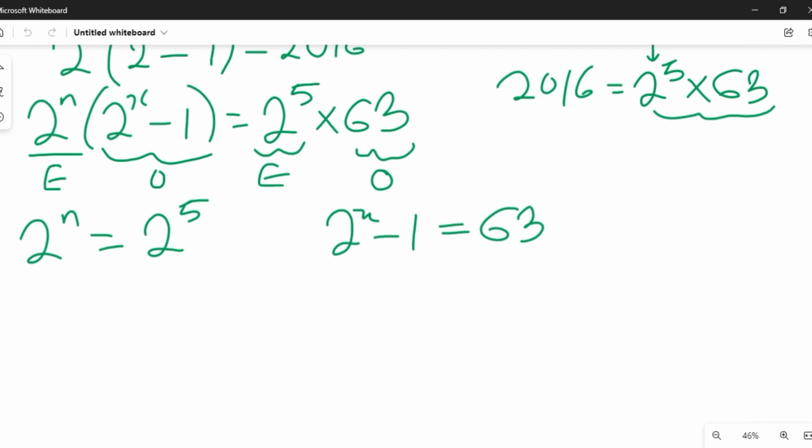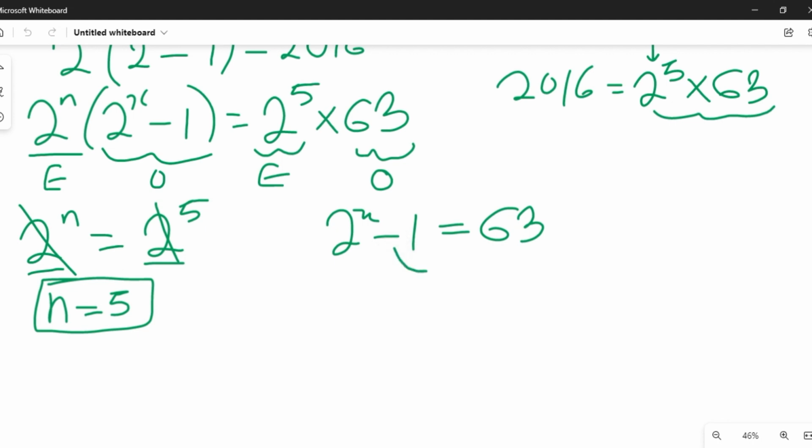Now, when we come to this side, you see that 2 raised to power n and 2 raised to power 5 have a common base. So we clear each common base, and then we are left with the powers, or the index, which is equal to 5. So our n in this expression is equal to 5. Now let's come to the odd values.